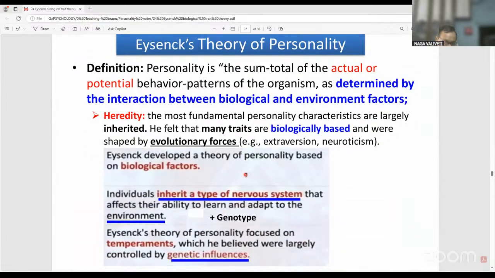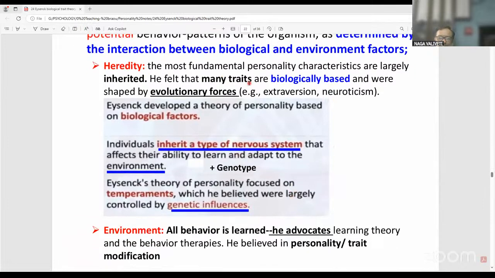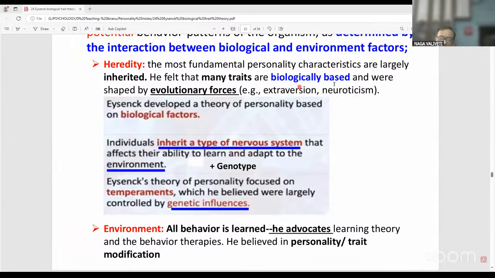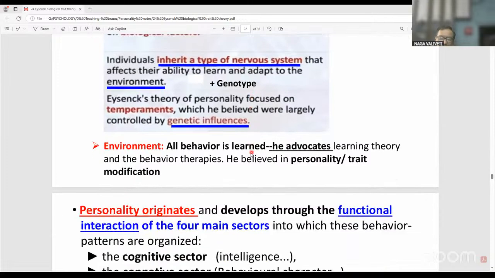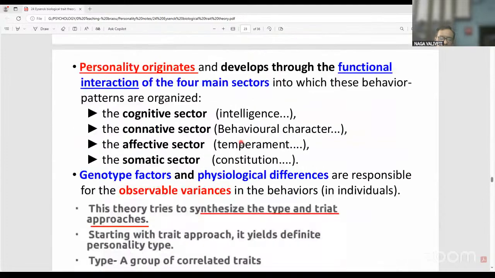How does it become so? Eysenck's theory of personality says that it is determined by the interaction of biological and environmental forces. Number one, hereditary, how it becomes innate. He says that it is mostly innate, but also changeable. How does it become innate? Because biologically, the nervous system is inherited. This makes you learn, and the environment affects it and modifies the expression. So genetic influence, the nervous system, and the environment put together give our behavior. He says that the environment makes it modifiable. The optimistic point is that traits are modifiable.